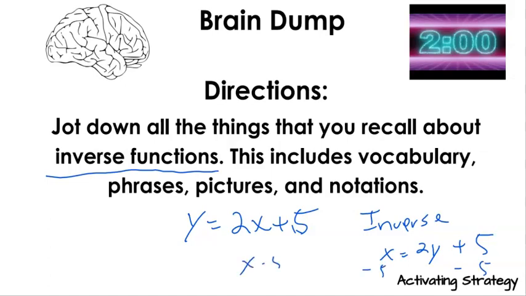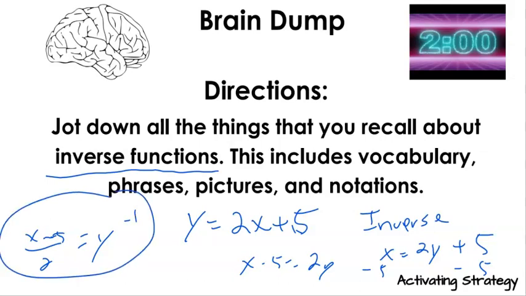You get x subtract 5 equals 2y. You divide by 2 on both sides. So you get x subtract 5 over 2 equals y. And remember, I always told you to put a little inverse sign on it to just remind you there was an inverse. That was one way we can look at inverses algebraically.